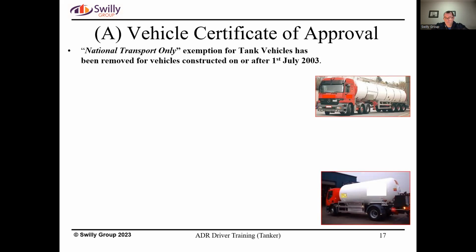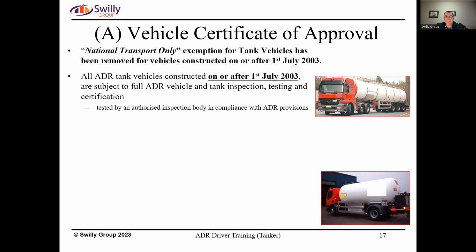Okay, the national transport, I'm not going to go into that, it's on page 11 there. Look, there's information on that. That's gone now since 2023. But initially when they brought it in, you can see at the top of page 11 an exemption, and those regulations allowed ADR tank vehicles constructed between the 1st of July 2003 and the 1st of July 2009 to be treated as national transport only tank vehicles, and for these tanks to be tested and certified by a competent person.